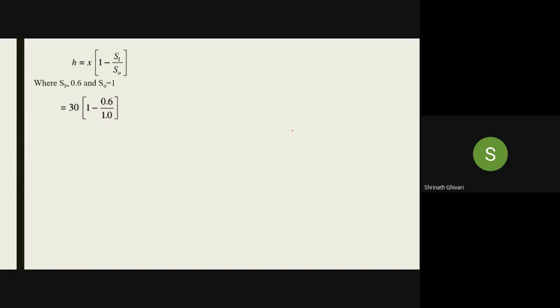How much? 12. 12 centimeter of water. Previously it was 12 centimeter of oil because oil was flowing through the pipe. Here the water is flowing through the pipe. Now you have got the H value.